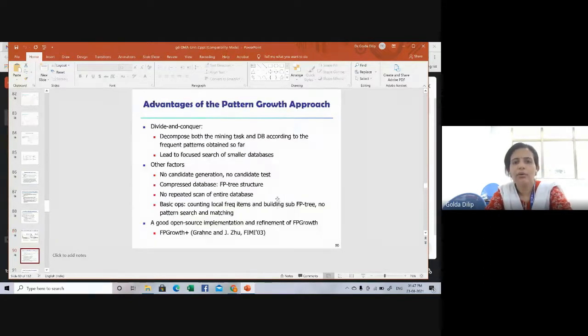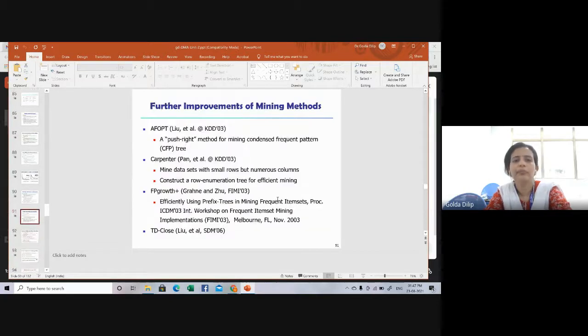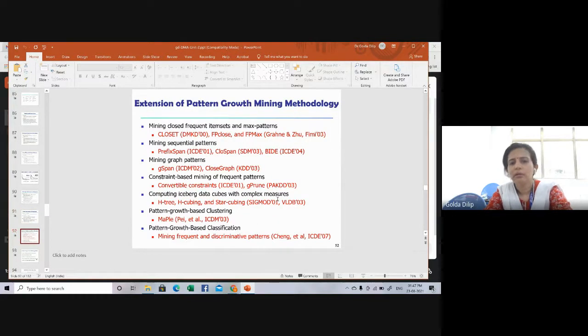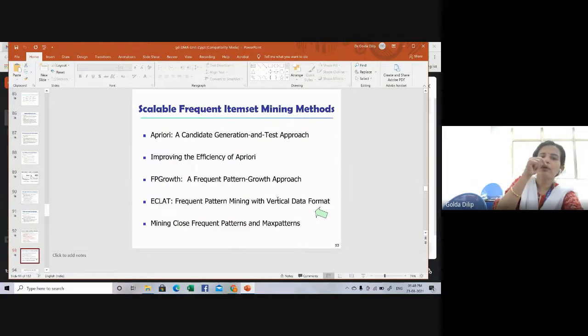Now, all what I have told so far is being put together. These are the various papers and works which have been done. Next, moving on to the next algorithm.